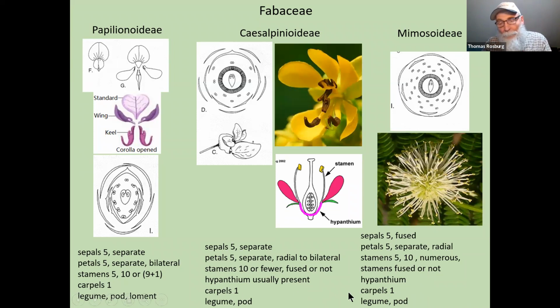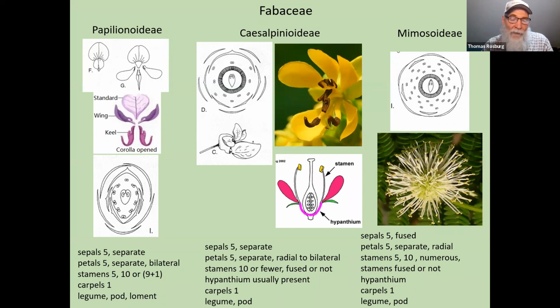All of them have either a legume or a pod, and we'll talk more about those. This group of Papilionoids has a fruit that's called a loment. We'll see examples of these. The legume, again, is supposed to be the characteristic fruit of this family, hence the old name Leguminosae, but that's really not very true. A lot of the Fabaceae do not have a legume. They have a pod instead.